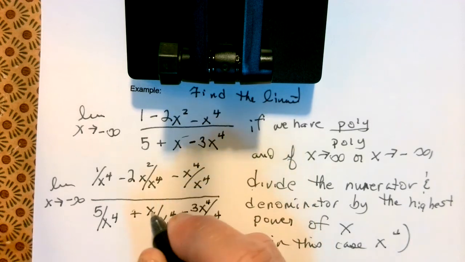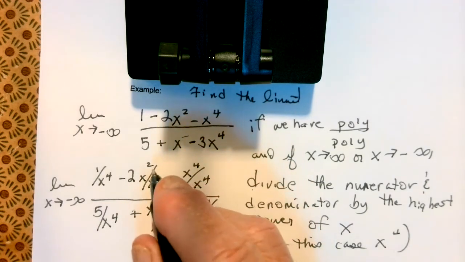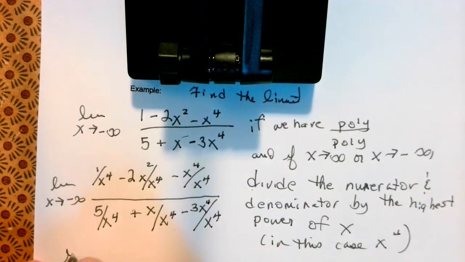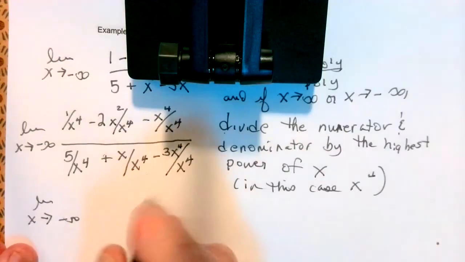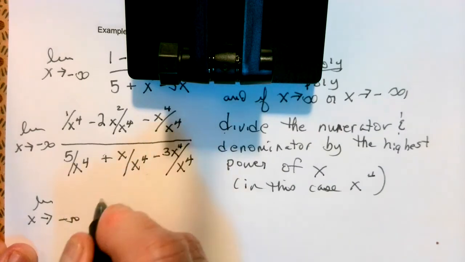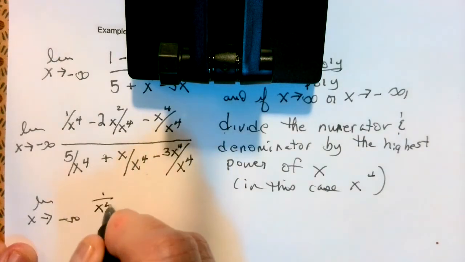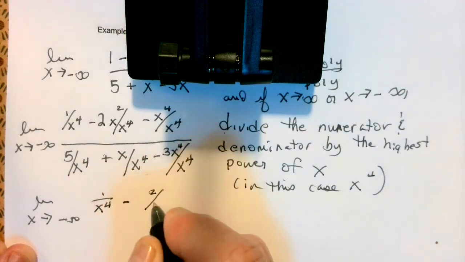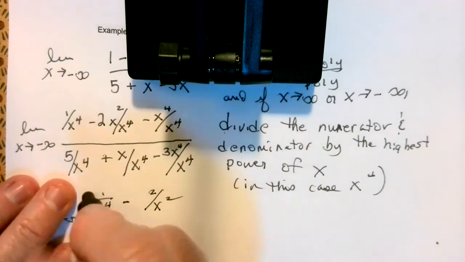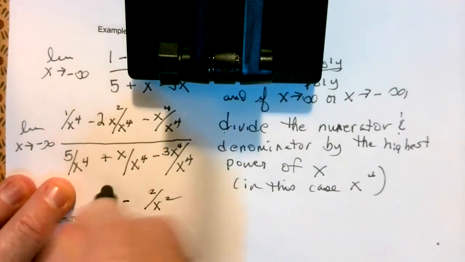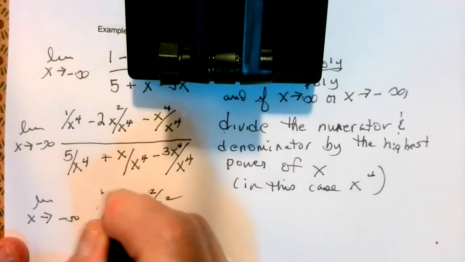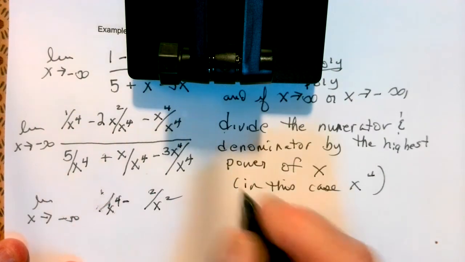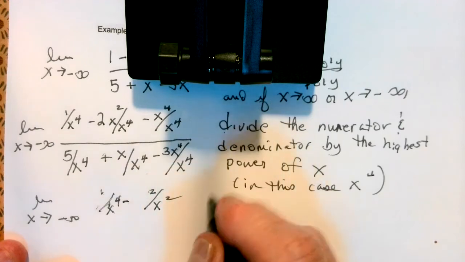And then we're going to simplify it. Simplifying when we're dividing like bases. So this is going to be the limit as x goes to negative infinity. And so we've got the 1 over x to the 4th. We've got, this is going to give me a 2 over x squared. So I'll write them all slanted like that. Like that. And then we've got minus 1.